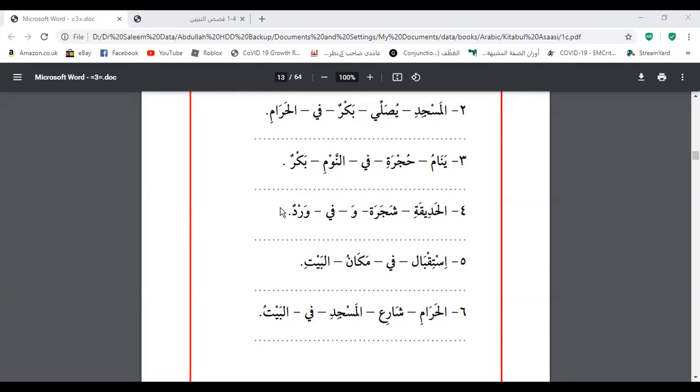Istiqbal, fi, makan, bayt. Fil bayti, in the house. Makanu istiqbalin. In the house is a reception place, place of reception. Istiqbal, to receive someone. Makan, place. Al-haram, shari', al-masjid, fil bayt.